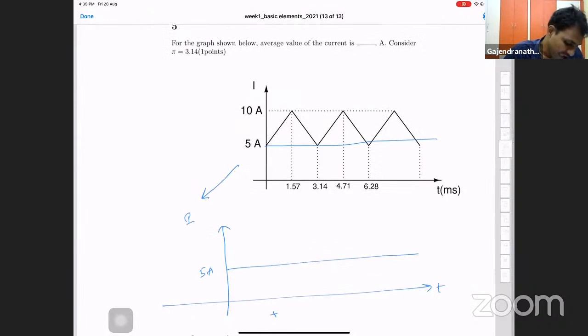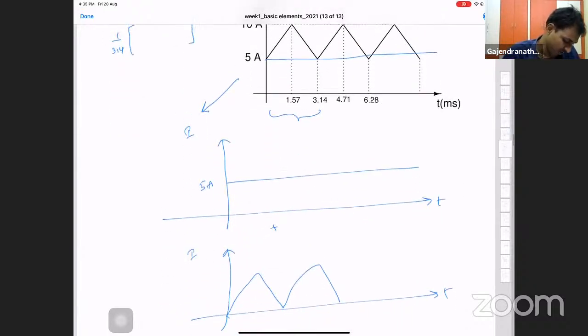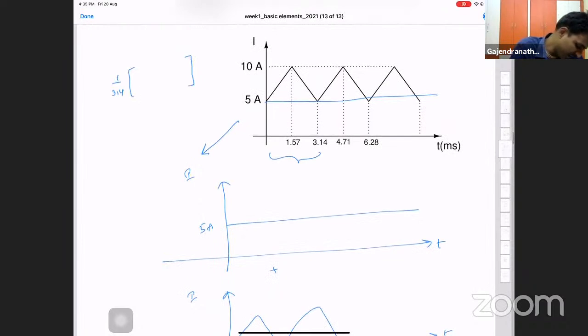Average value means I have to take what is there from 0 to 3.14, which keeps repeating, right? So basically 1 by 3.14, multiplied by the area under this curve. The area under this curve is one DC and one triangle, both we can add. So this guy is 5 times 3.14.